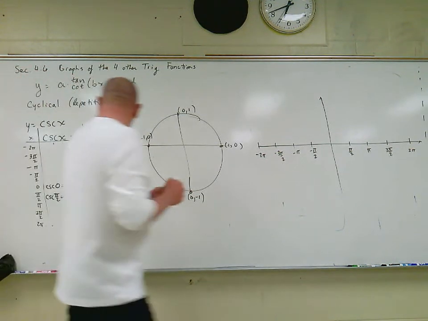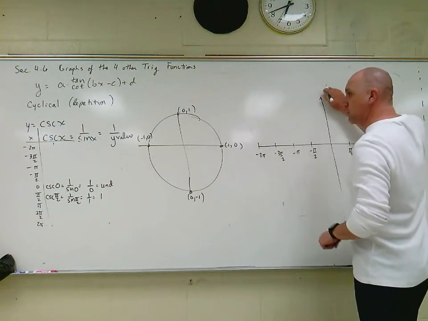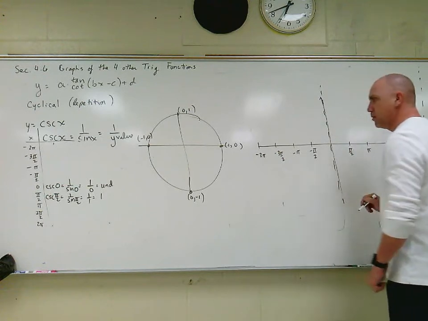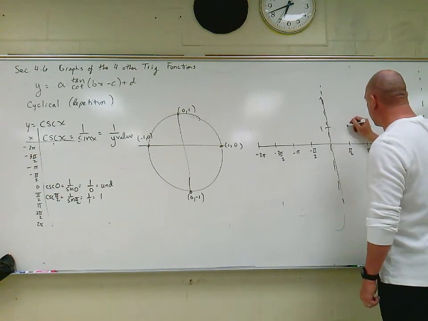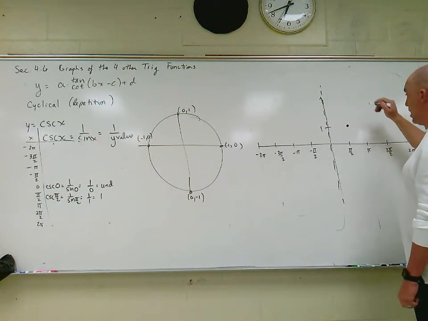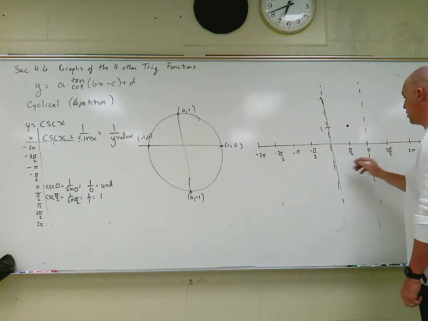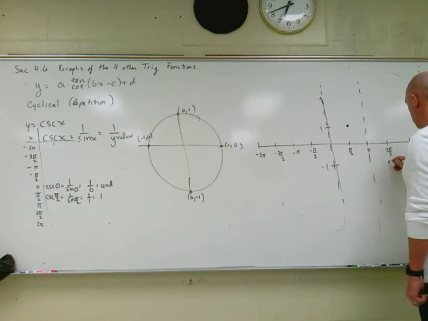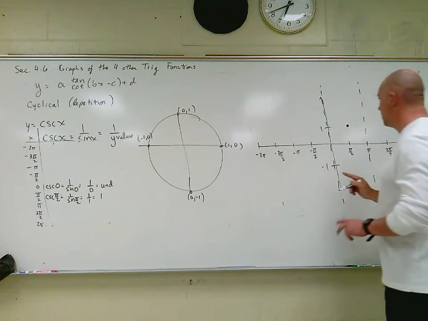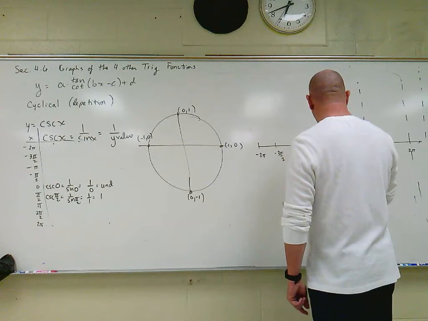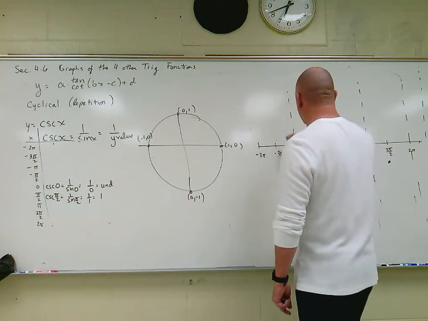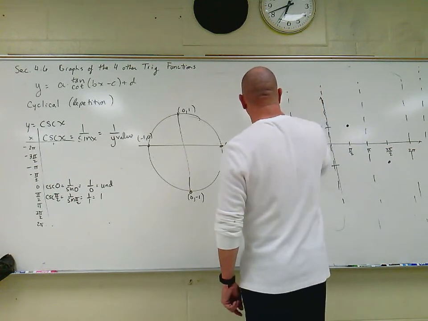All right, you tell me, I'll point. So 0 is undefined, so we're going to go ahead and put a what? Asymptote. All right. Pi over 2, you got what? 1. So now I have to plot that. Pi, you got what? Very good. Asymptote. 3 pi over 2, you got what? 2 pi, you got what? Asymptote. So it should flip-flop. So at negative pi over 2, you should have, I think, -1, right? And then negative pi is an asymptote. Negative 3 pi over 2 is 1. Negative 2 pi is an asymptote.